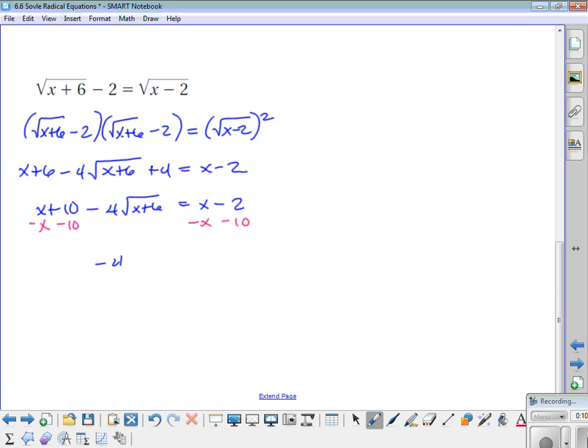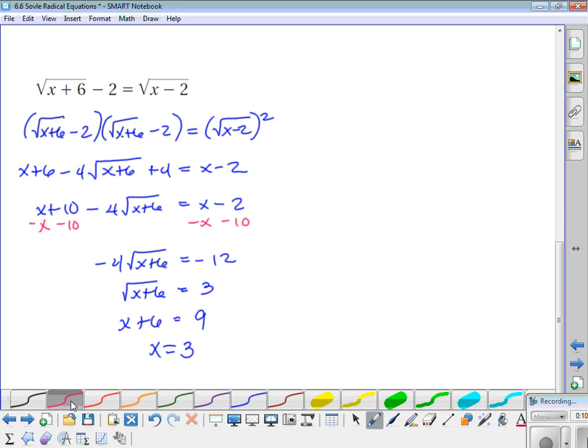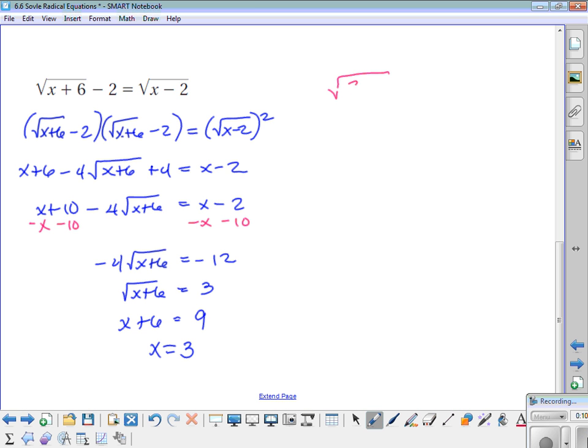Then you subtract x and 10 from each side. And so you're left with negative 4 times the square root of x plus 6 is equal to negative 12. And when you divide by negative 4, you get the square root of x plus 6 is equal to 3. Square both sides, x plus 6 equals 9, and so x equals 3. And then you can go back and test that in the original equation. So the square root of 3 plus 6 minus 2 equals the square root of 3 minus 2. And so I have the square root of 9 minus 2 equals the square root of 1. 3 minus 2 equals 1, and it works.